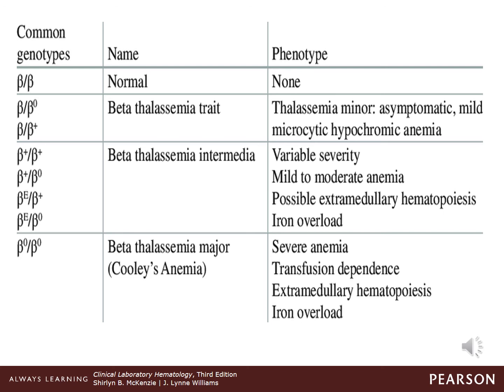Now in the overview, because there is a lack of beta chains, you do have an excess of alpha chains. However, alpha chains cannot come together as they are very, very unstable. So you will never have a tetramer of four alpha chains coming together.